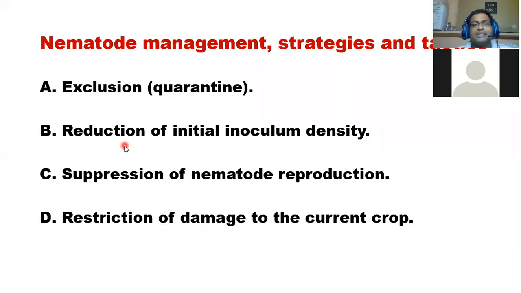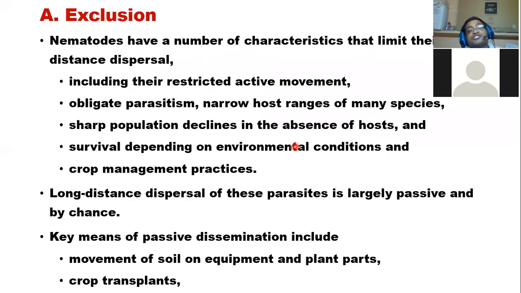There are four tactics you can use in integrated nematode management, right? These four tactics, sometimes you would have studied as cultural, biological, chemical, and physical methods. But these are the tactics, and these are components of each and every tactic. Basically, there are four tactics in integrated nematode management. We will see them one by one. Exclusion. Exclusion is a wider concept, right?